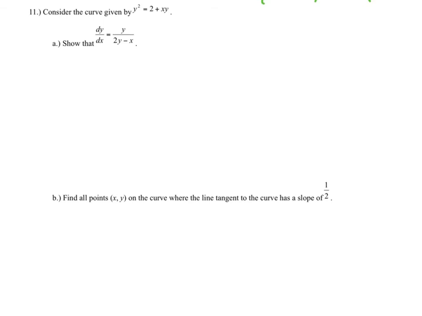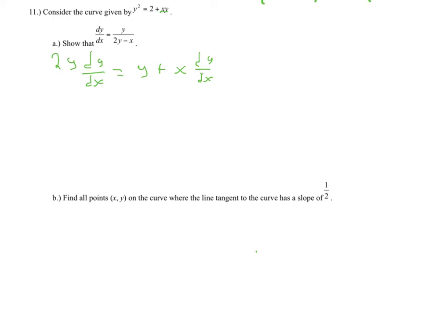This is one of those ones where they give you the function, they tell you what the derivative should be, and they want to see if you can get that derivative. So given this original function, if we go to differentiate it, 2y dy dx is equal to 0, and then the product rule, so the derivative of the first times the second plus the first times the derivative of the second.